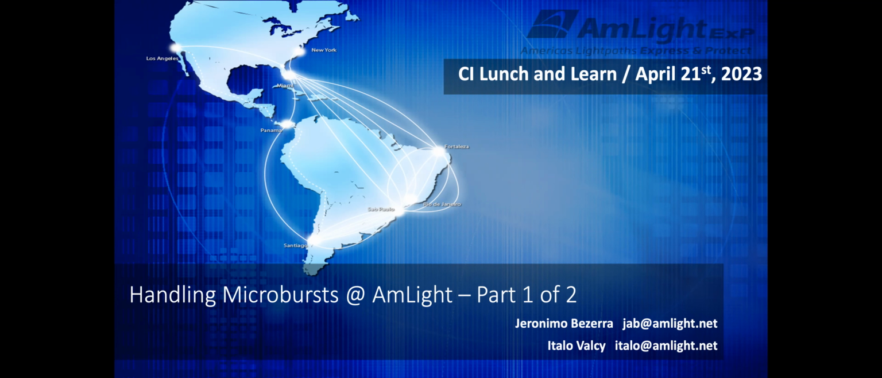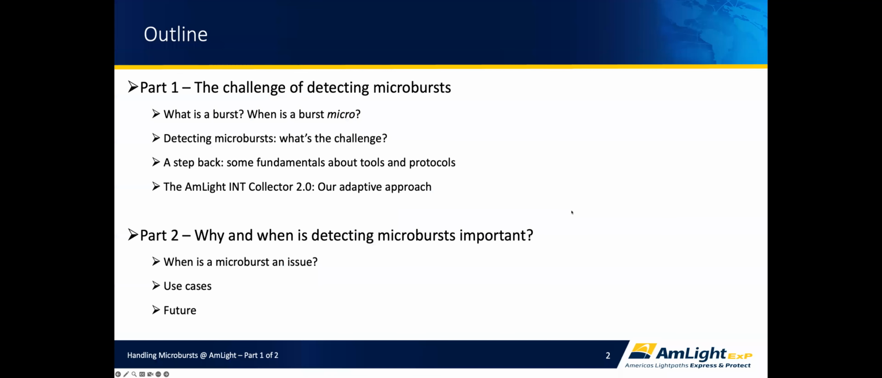The first part is to talk about the challenge of detecting. We go into explaining what a burst is, what a microburst is, and what is so challenging to detect about them. A quick step back to talk about the protocols and the fundamentals of how devices handle packets. And then we jump into the AMLite INT collector auto solution that we call the adaptive approach.